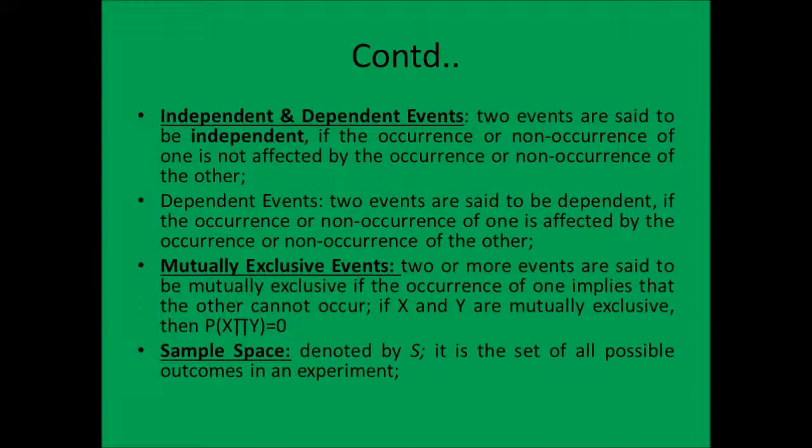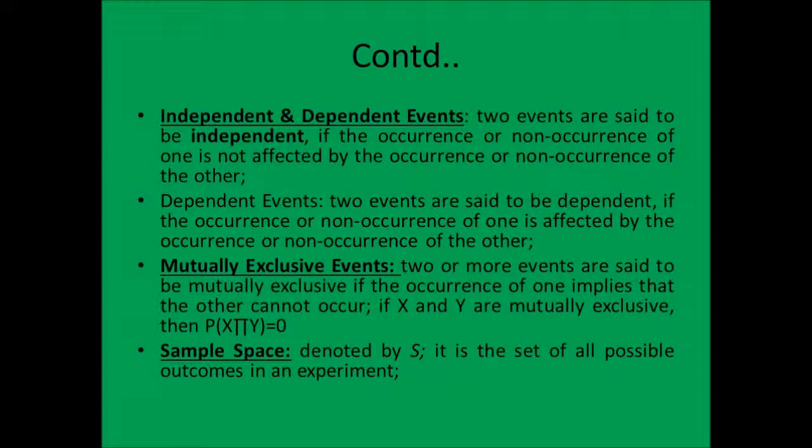Independent events: two events are said to be independent if the occurrence or non-occurrence of one is not affected by the occurrence or non-occurrence of the other. Dependent events: two events are said to be dependent if the occurrence or non-occurrence of one is affected by the occurrence or non-occurrence of the other.